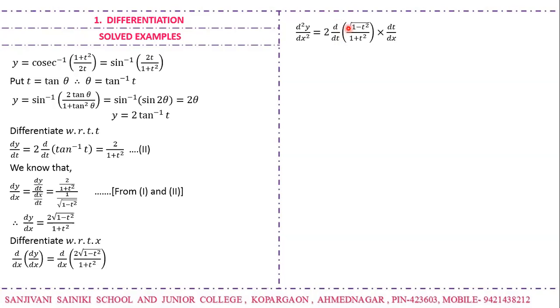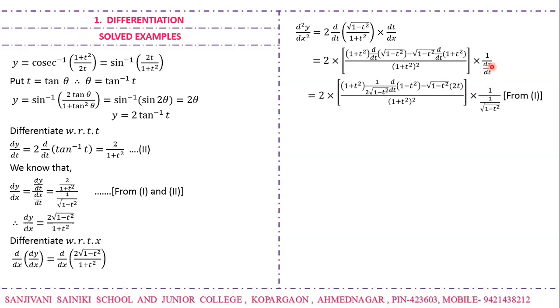Now d by dt of root 1 minus t square upon 1 plus t square. Here we have to use the quotient rule: square of the denominator as it is, derivative of the numerator, minus numerator as it is, derivative of the denominator. Into this, dt by dx can be written using the derivative of the inverse function. dt by dx is 1 upon dx by dt, and dx by dt is 1 upon root 1 minus t square. So we will put that value and simplify this derivative.